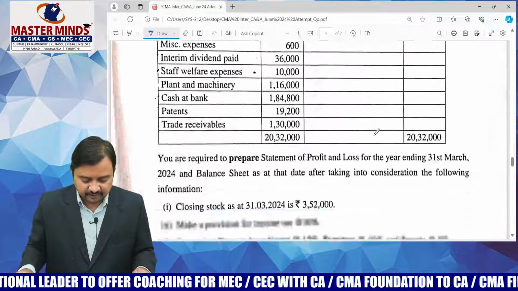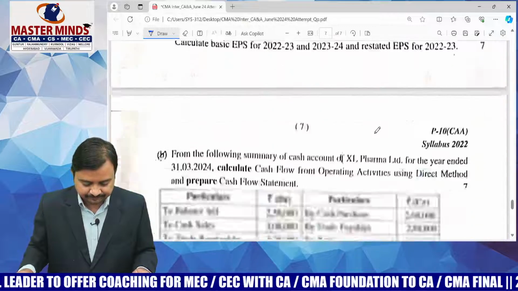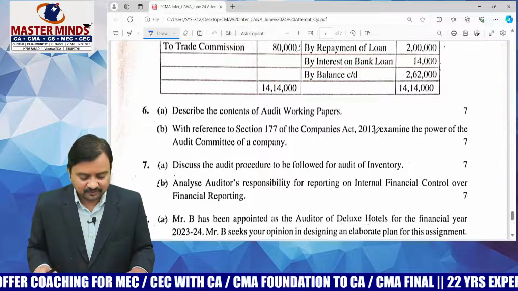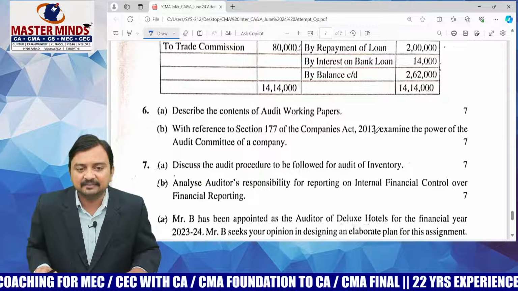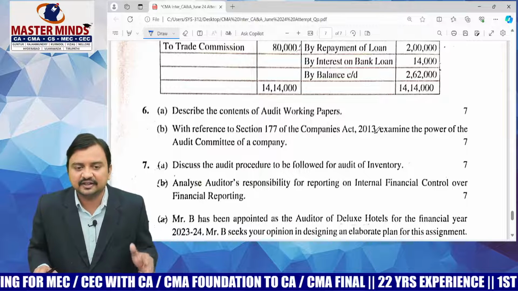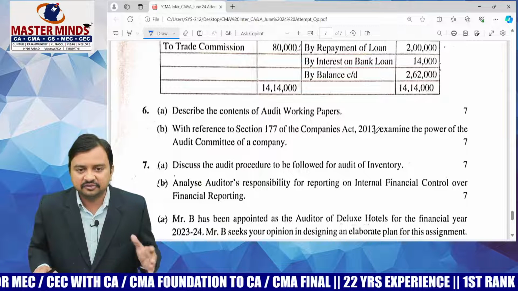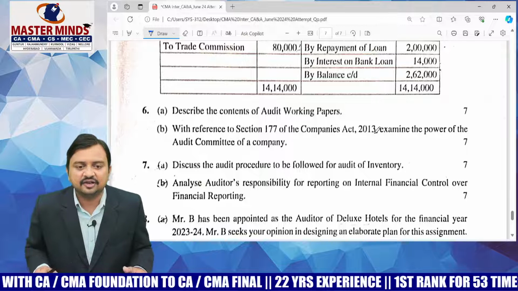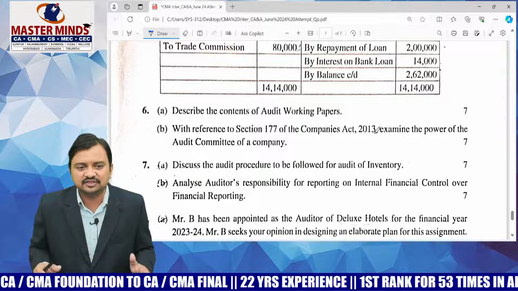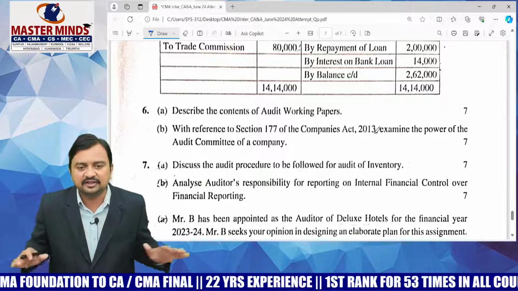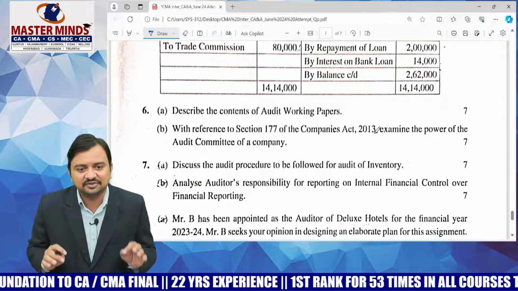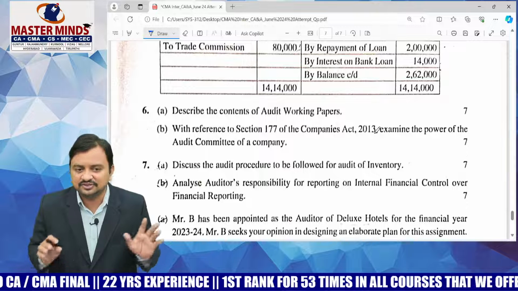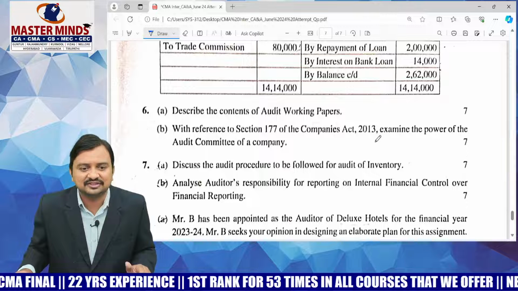Then in the descriptive part they have given some questions. Question number 6A, sir: describe the contents of audit working papers. In the second chapter, audit engagement and audit documentation, we discussed this; it was again our CRD question, sir. Again a straight question, sir. In auditing in CMA Inter normally there is no twisting in questions, sir. Straight questions they have asked for 7 marks. If you have studied, this question was also there in our guess questions.